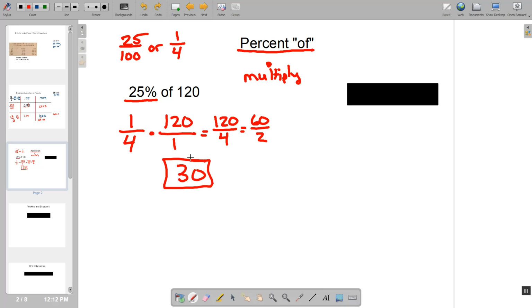Now you can also do this as a decimal. If I turn 25% into the decimal 25 hundredths, I can then multiply times 120, which we do with the standard algorithm, remembering that there are 2 digits behind the decimal place when we're done. 5 times 0 is 0. 2 times 5 is 10. 1 times 5 is 5, plus an extra 1 is 6.